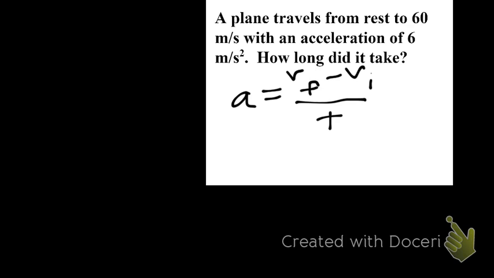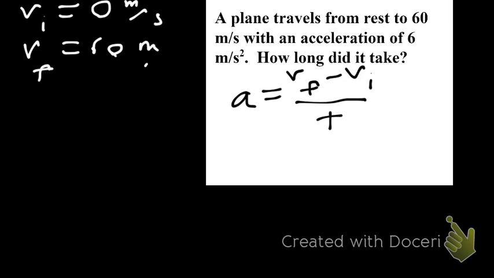So this one tells us that we are going from rest to 60 meters per second with an acceleration of 6 meters per second. So how long did it take? So we know that our initial is at rest, so that's a 0. And our final is going to be equal to 60. And then we know our acceleration is 6 meters per second.